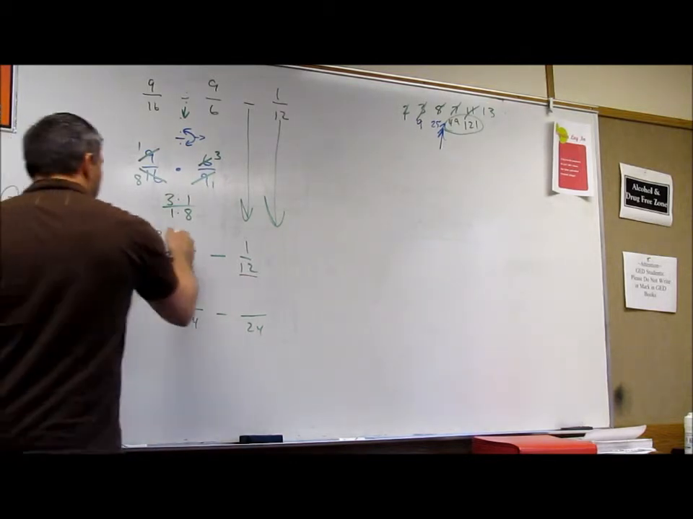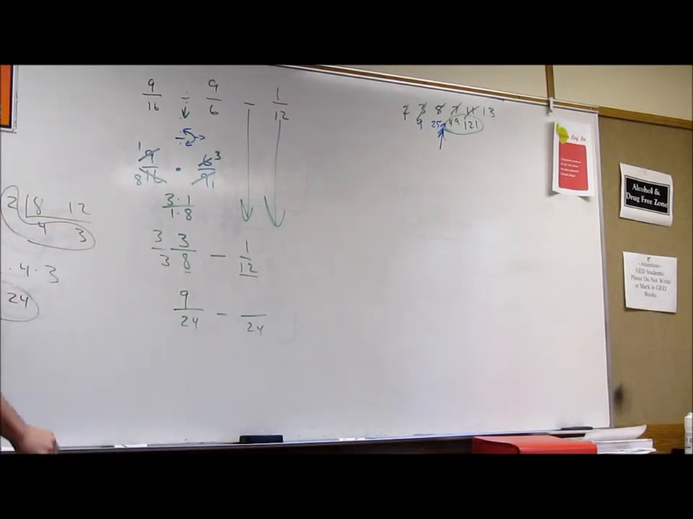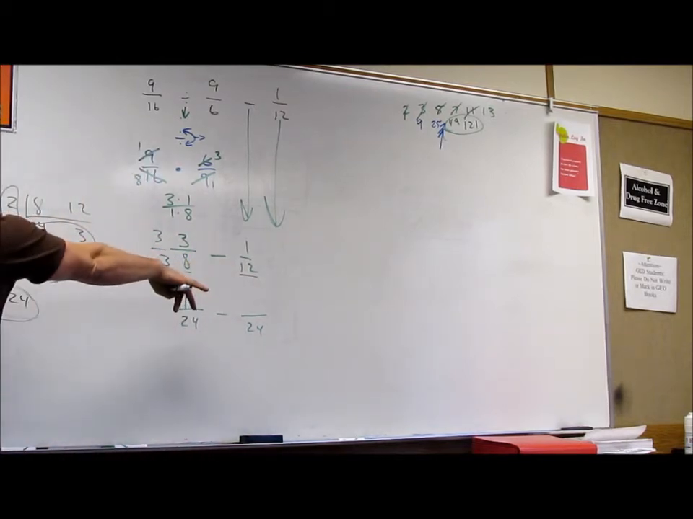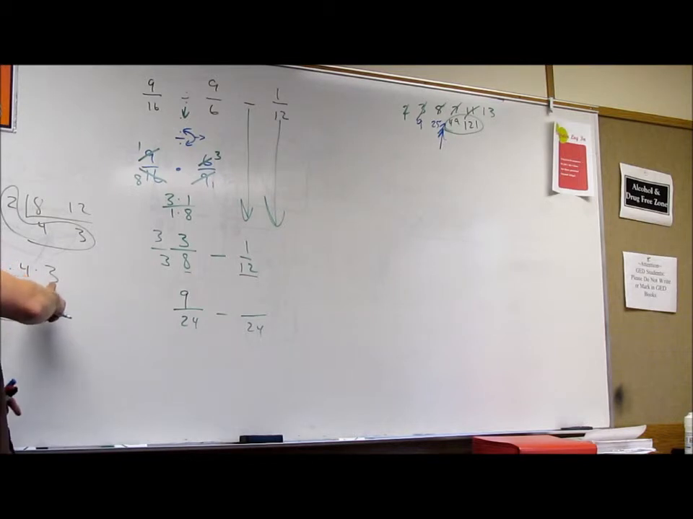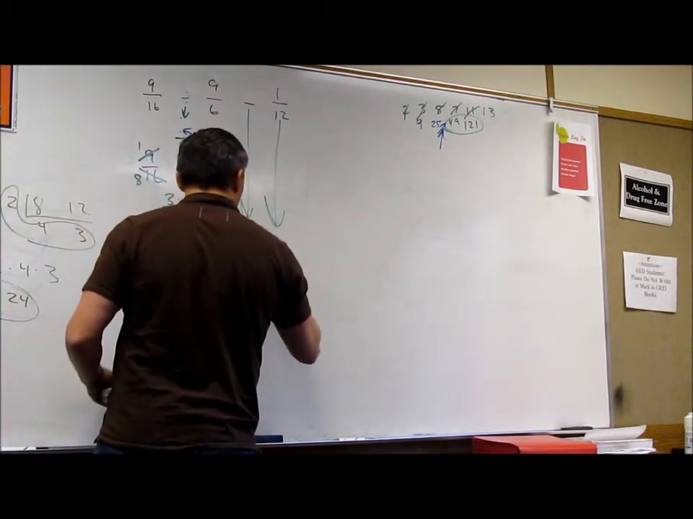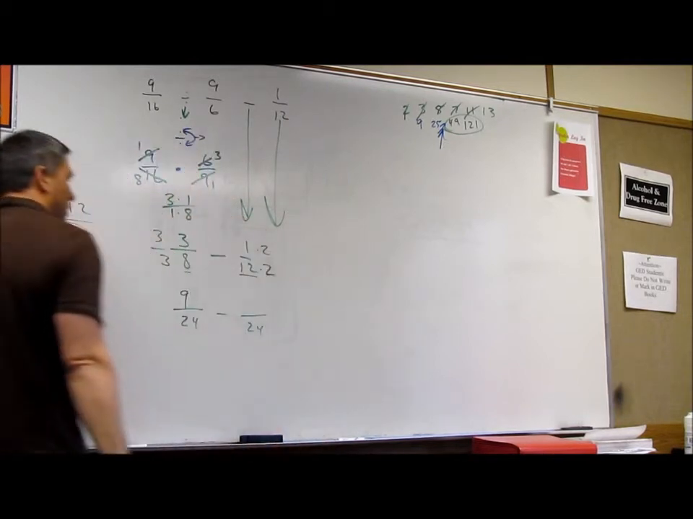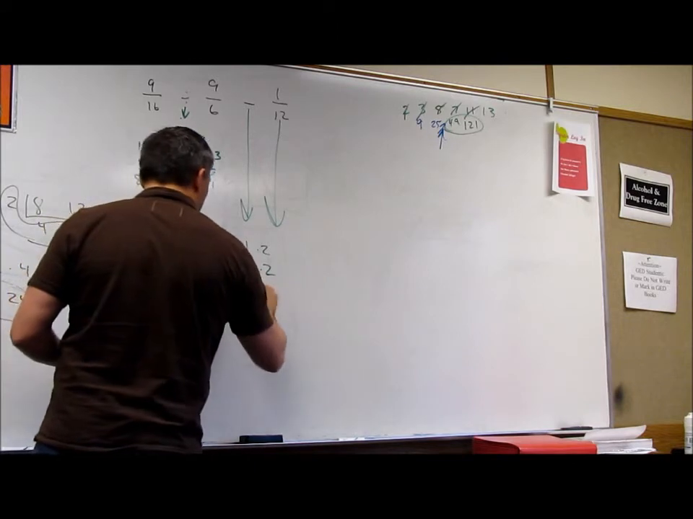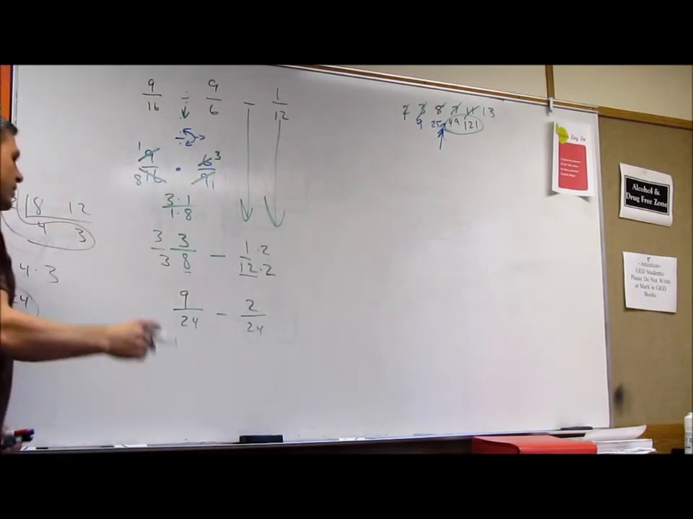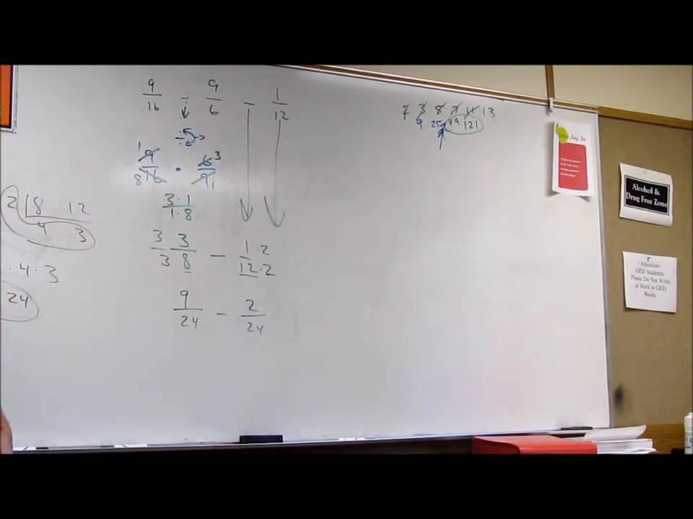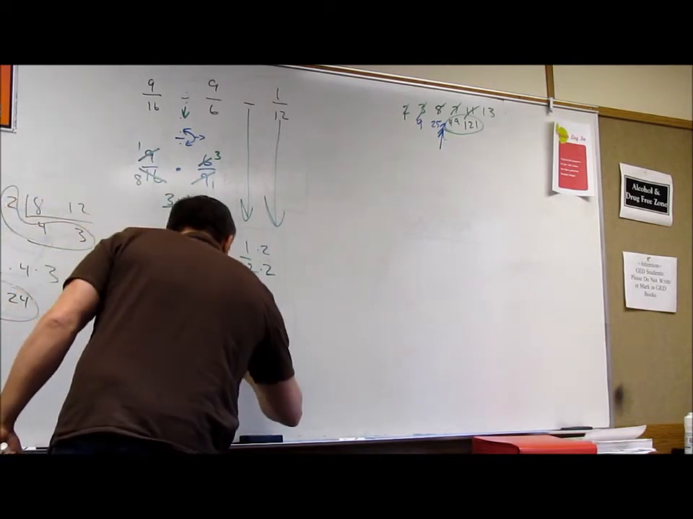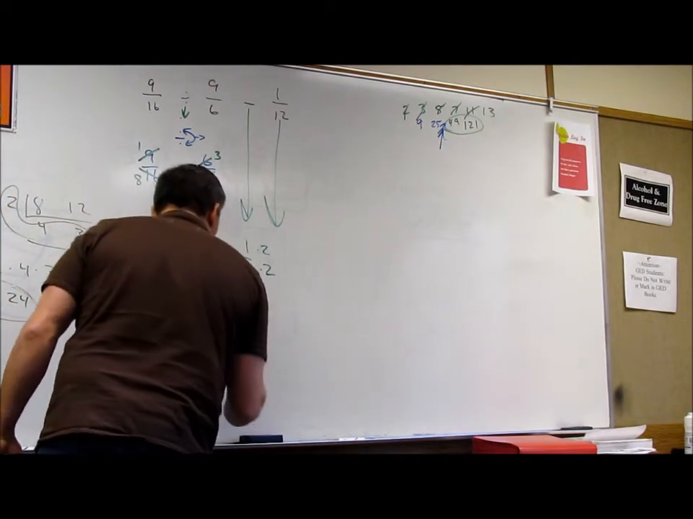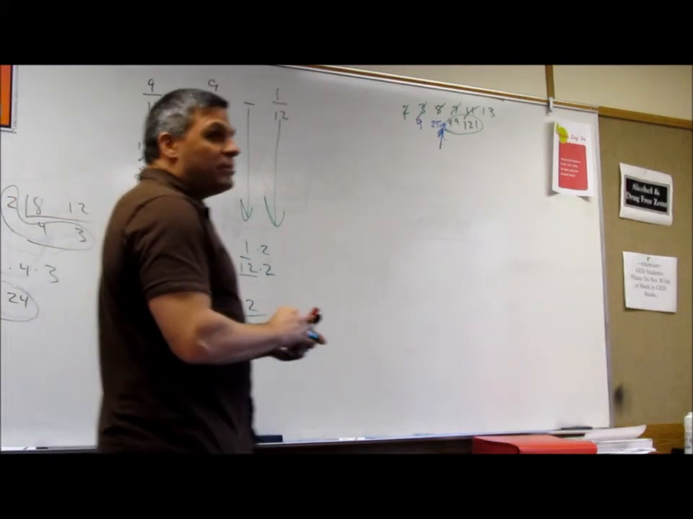Okay? So 3 times 3 is 9. Then I have to do 12. Well, 4 times 3 is 12. So that means 2 times 12. 2 and 2. So now I've got 2 times 1 is 2. So now I have 9 minus 2, which is 7 over 24. And I think I'm done, but I'm not done.